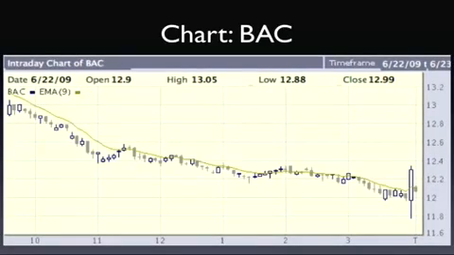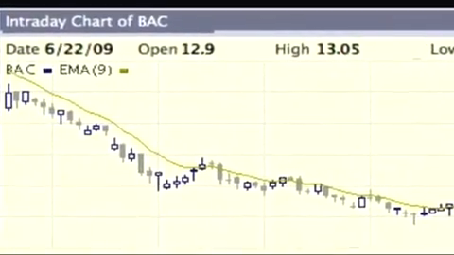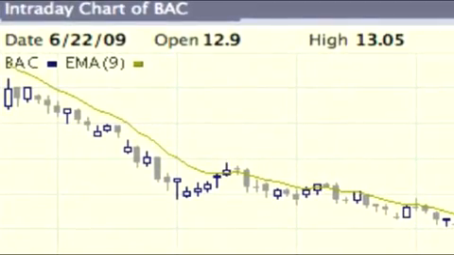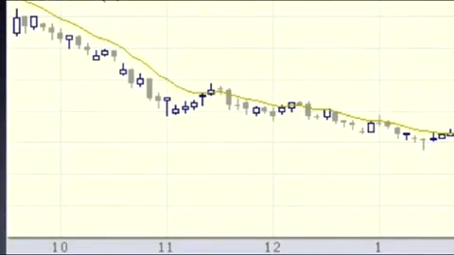Next one was BAC on the NYSE, and this one opens up, goes up a bit, but eventually drops below the opening price, so that's our first rule fulfilled, potential trade. We stay below the EMA for quite some time, so that's looking good. And then we get two small up bars, consecutive up bars, so that's two bars going against the trend.